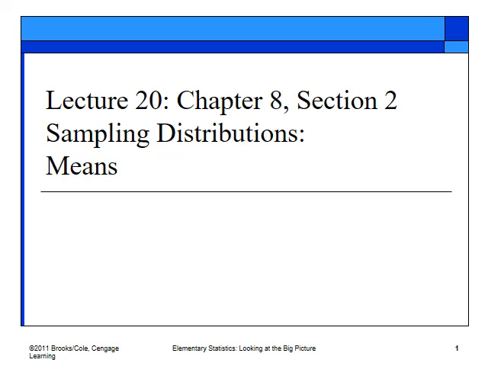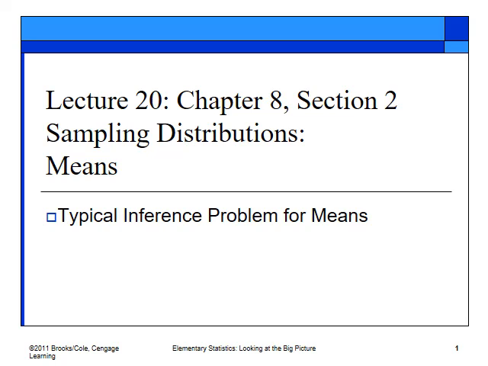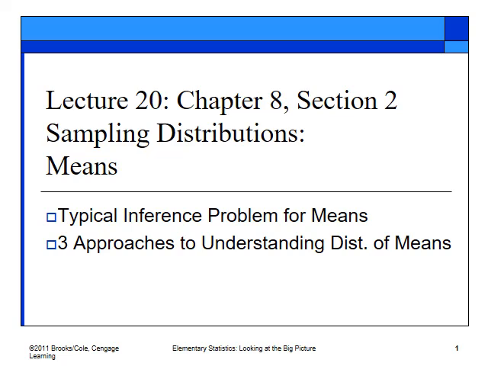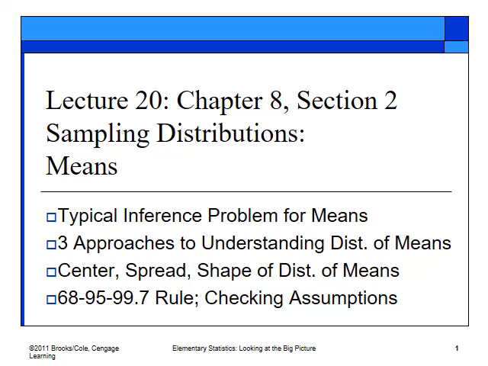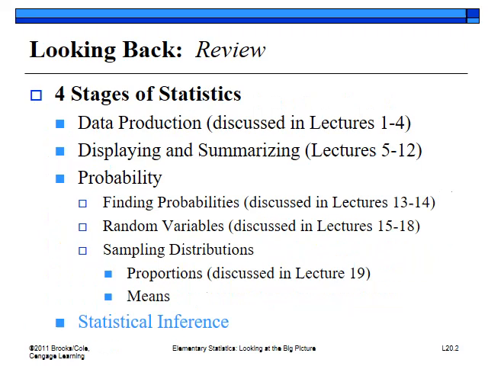This video will cover section 2 of chapter 8 on sampling distributions working with means. We'll look at what a typical inference problem will look like when we're working with means. We'll use 3 approaches to understand the distribution of means. We'll talk about how to find the center, the spread, and the shape of the distribution of sample means. And we'll use the empirical rule and talk about other ways to evaluate means that we find.